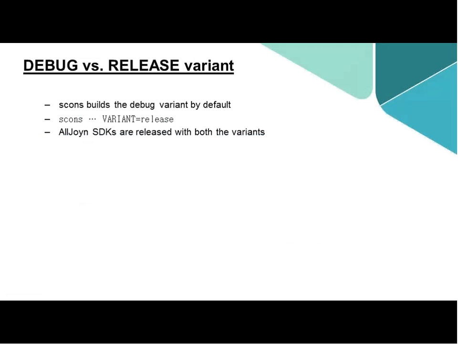The scons build builds the debug variant by default. If you want to build the release variant, you have to explicitly say variant equals release. The SDKs that are released have both the debug variant and the release variant, so you can use whichever one you want. Ideally, in the initial stages of the development of a feature or of the app, it is advisable to use the debug variant so you can debug at ease. Later on, as the application or the feature becomes stable, and when it is time to do a production deployment or release the app to the app store, you should test it with the release variant as well. So it is important to test using both the debug variant and the release variant.